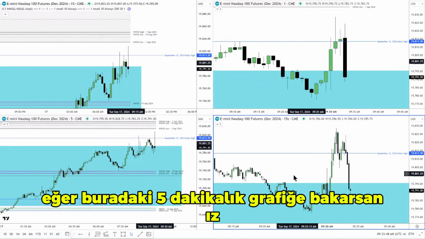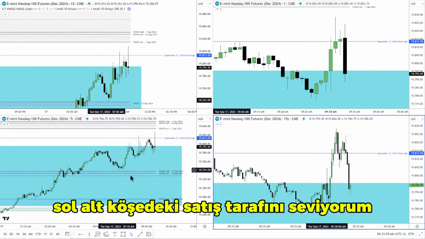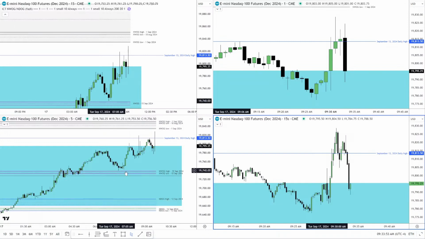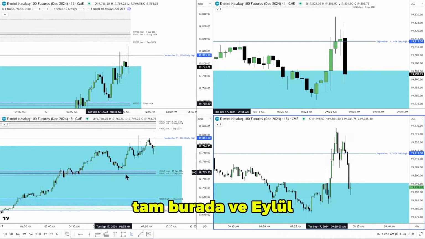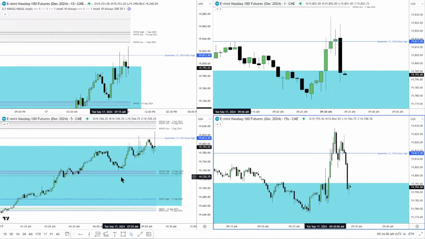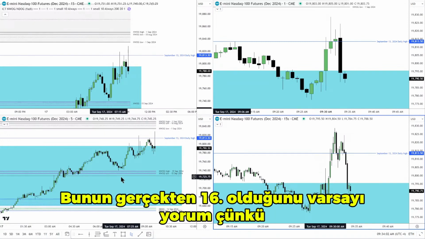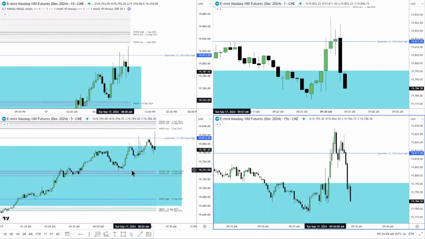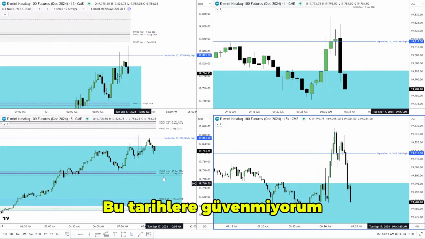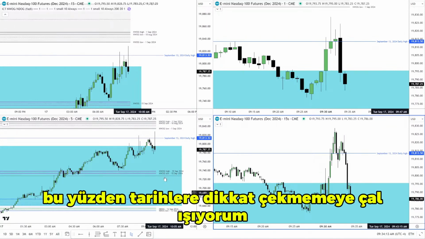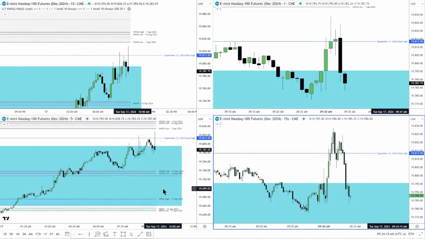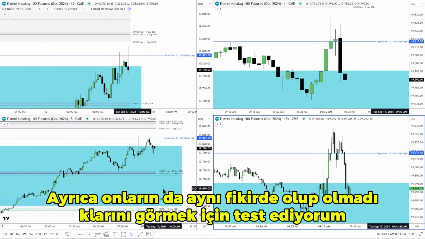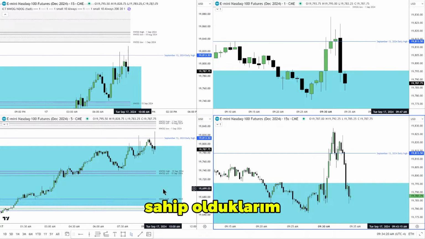If you look at the 5-minute chart here in the lower left hand corner, I like that sell side right here, and the September, I'm assuming that's the 16th, really, or no, it might be the right one. I don't trust the dates on these, so I'm trying not to call attention to the dates. I'm also testing it to see if they agree with the ones I have.